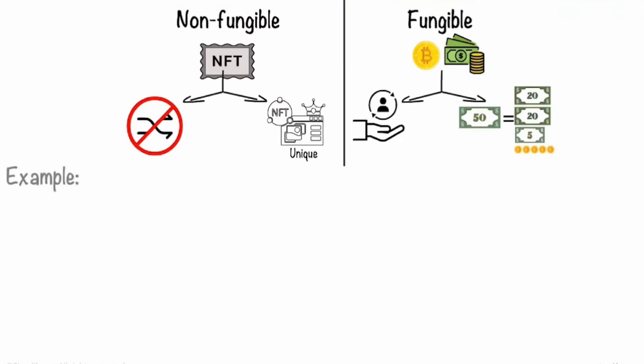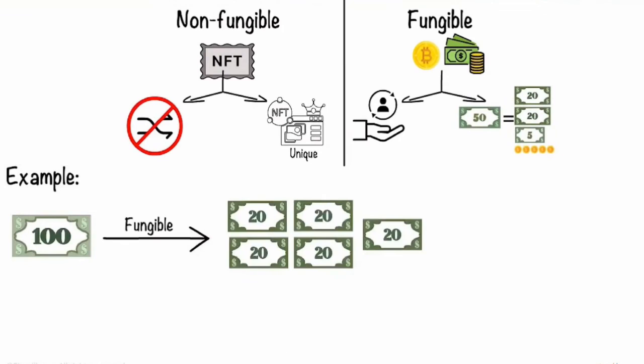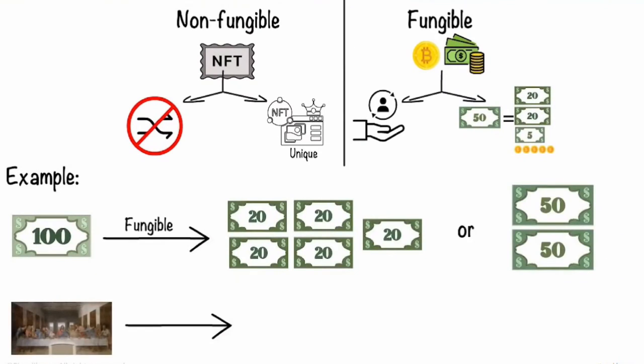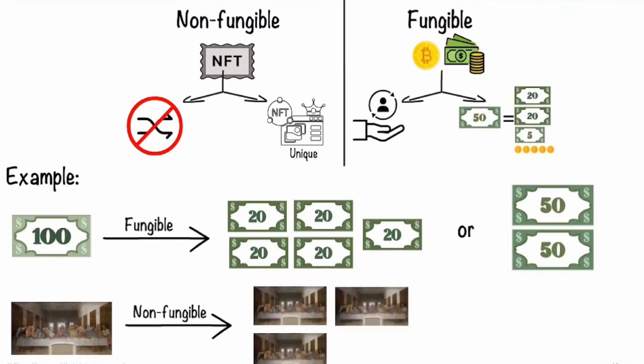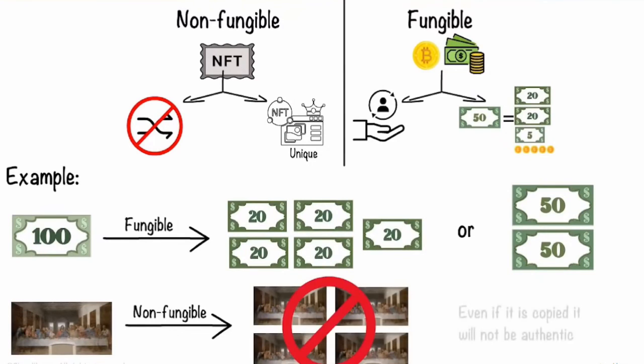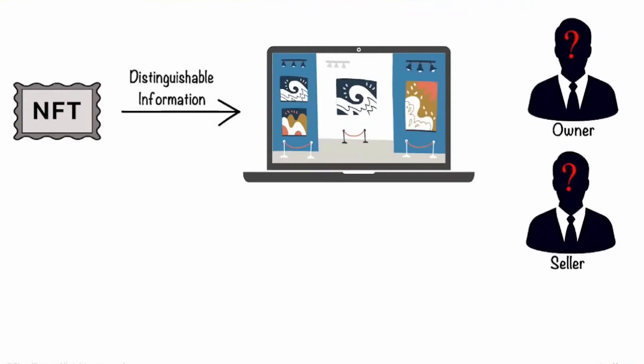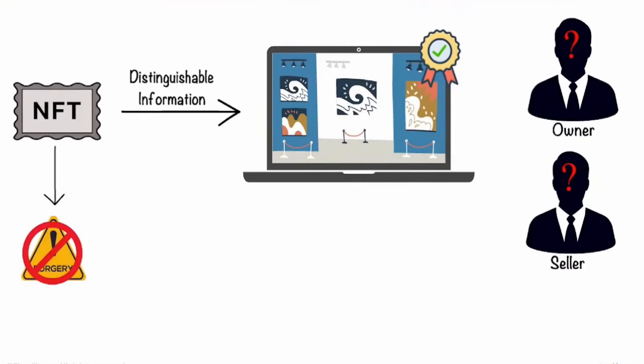value. For example, a $100 bill is fungible, as you can exchange it with 5 $20 bills or 2 $50 bills. But the painting of the Last Supper is non-fungible, as it cannot be generated in bulk. Even if it is copied, it will not be authentic. Each NFT contains distinguishable information like who owns the digital asset and who sold it, making them distinct and easily verifiable. As it is impossible to forge such a certificate, it will secure her painting's originality.